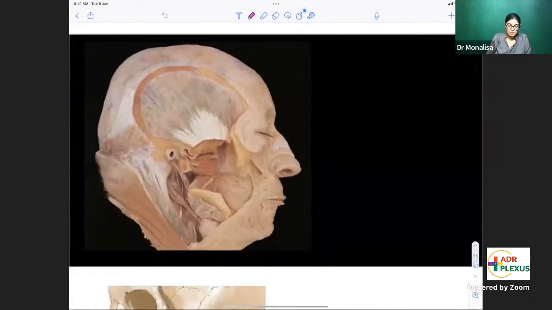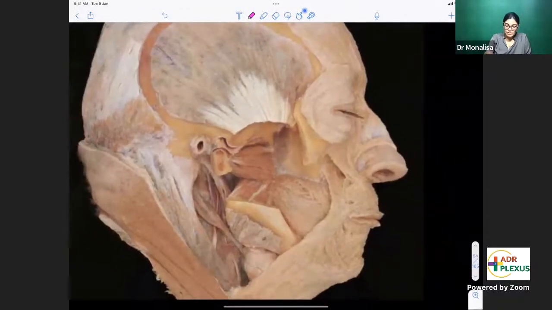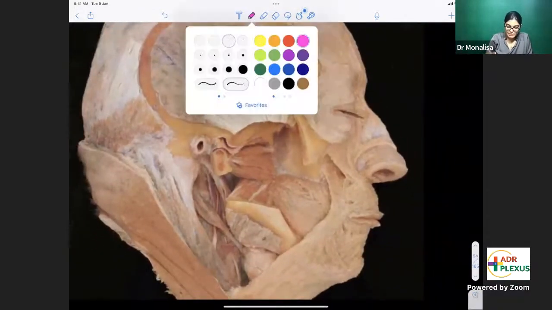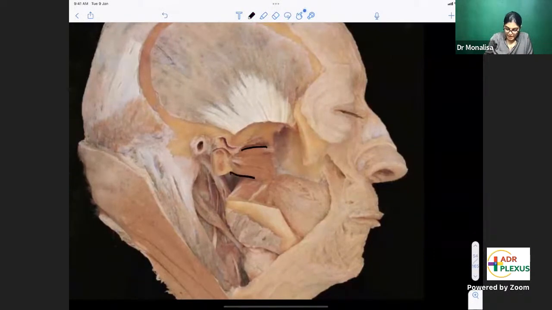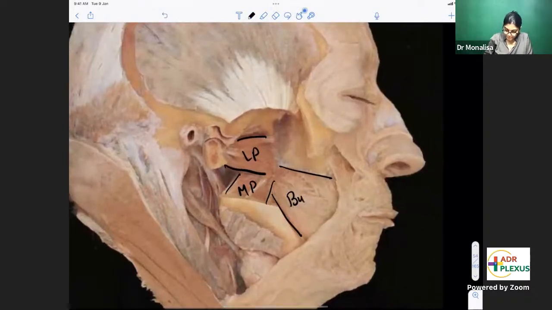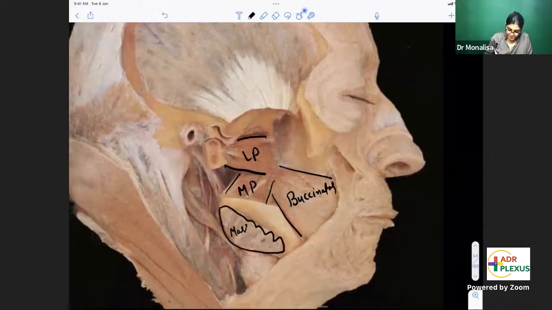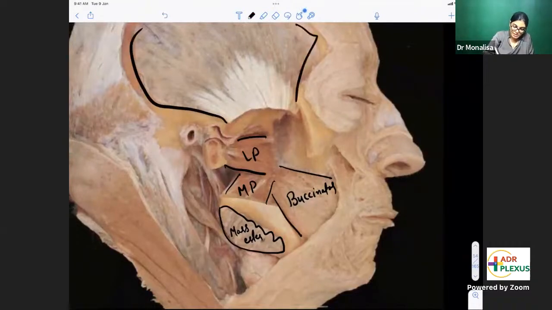If you see, let me just enlarge this. We can clearly appreciate that this muscle is the lateral pterygoid muscle. This is the medial pterygoid muscle. This is the buccinator muscle. This is on the outer aspect of the mandible, so this is the masseter muscle. And this fan-shaped muscle which you are seeing is the temporalis muscle. So the muscle identification has been done.